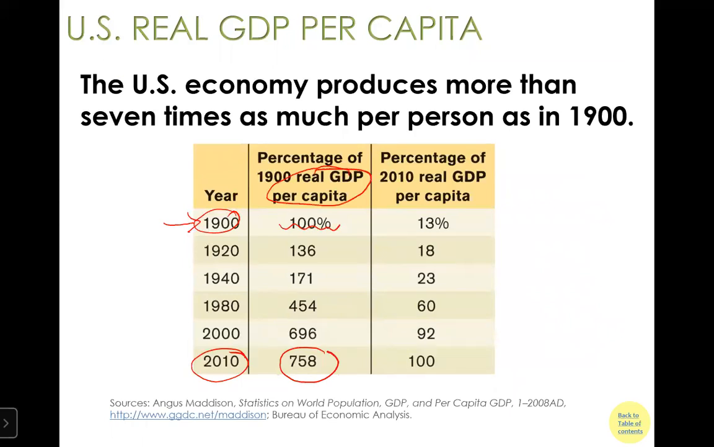On the other hand, we can use 2010 to normalize the numbers. So 2010 is 100, and then 1900 is 13. By comparing these two years, and also what happens throughout this time period, we can clearly see the power of economic growth.